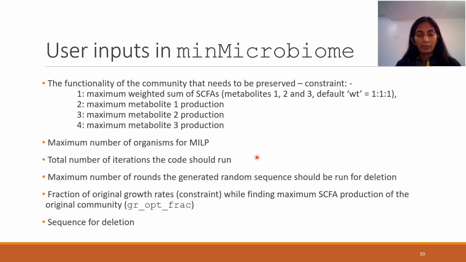Running it once will yield one minimal microbiome. So to identify distinct minimal microbiomes, we have to run it multiple times. The number of rounds, the deletion has to be taken. Then the original growth rates while finding maximum SCFA production. So this is the fraction for considering while doing flux variability analysis. So we know that suboptimal growth rates are favorable for SCFA production and that they are also realistic. So we can tune that parameter to obtain the realistic values for SCFA production. Sequence for deletion in step 3, it's otherwise randomly generated.